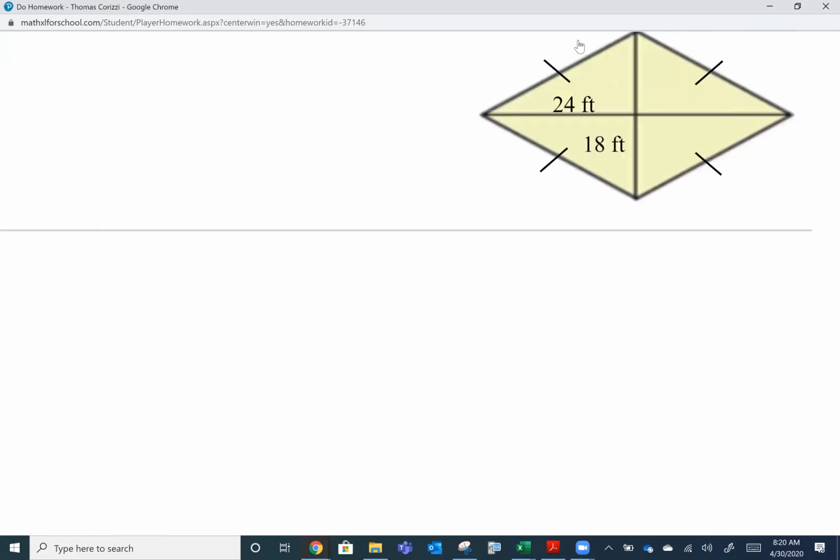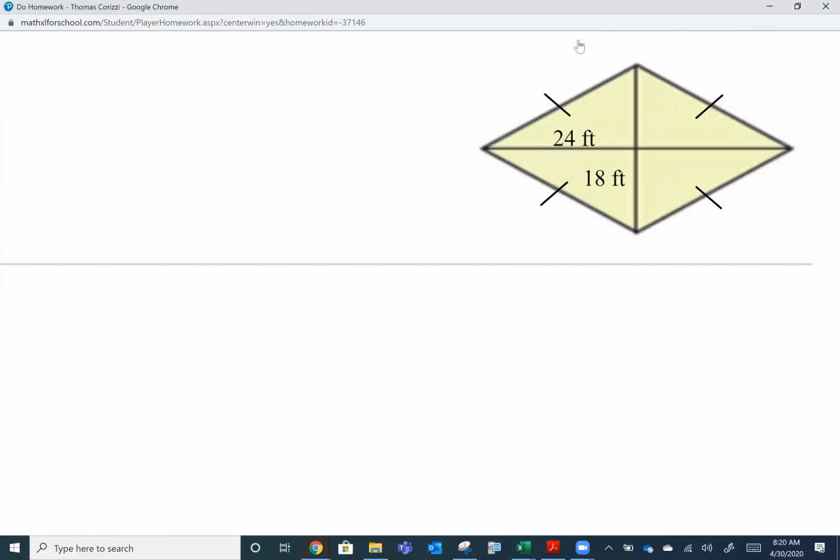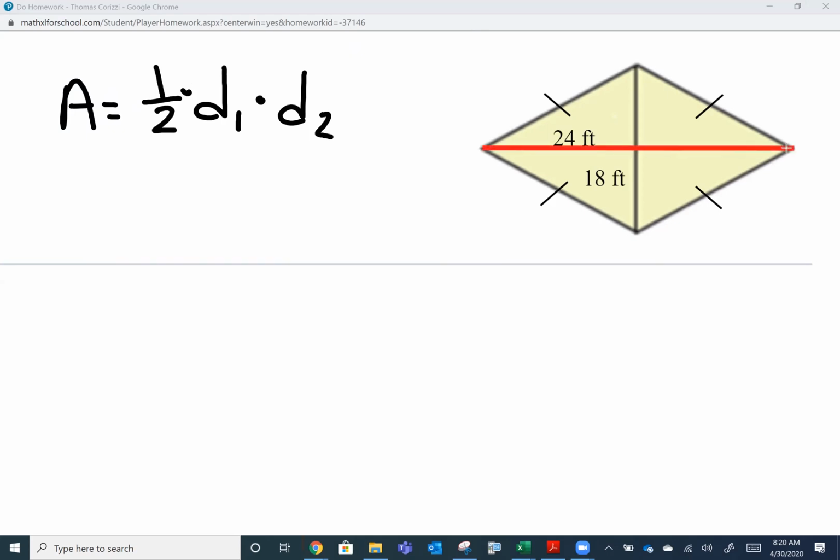Okay, area of a rhombus or a kite. Again, you go back to your formula sheet. You'll find that area is equal to 1/2 of diagonal 1 times diagonal 2. So what are my diagonals? So one diagonal is the distance from this point to this point, and my other diagonal is the distance from this point to this point.